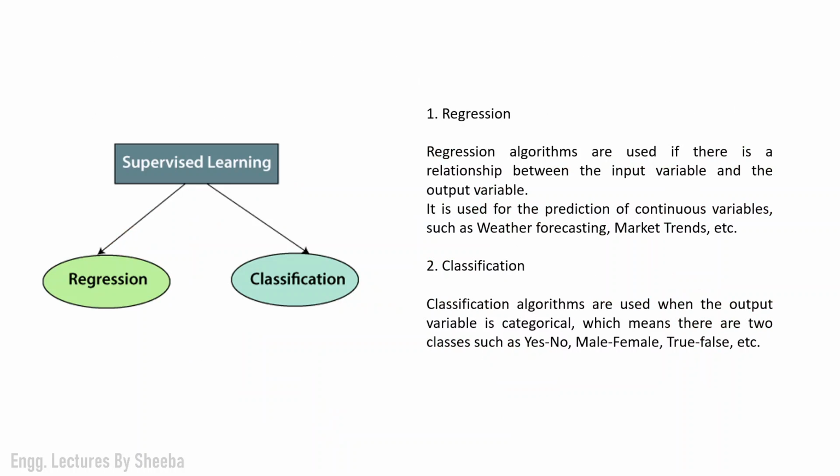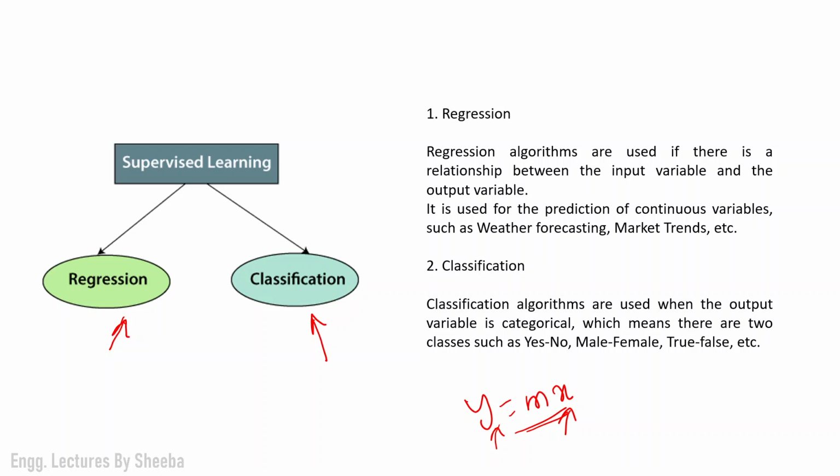For supervised learning you can use various algorithms. One type is the regression algorithm, another is the classification algorithm. We use a regression algorithm when there is a relationship between the input variable and the output variable. Suppose y is equal to mx, where x is the input variable and y is the output variable; you can see there is a relation. If a relation exists between the input variable and the output variable, then we can go for regression type algorithms.